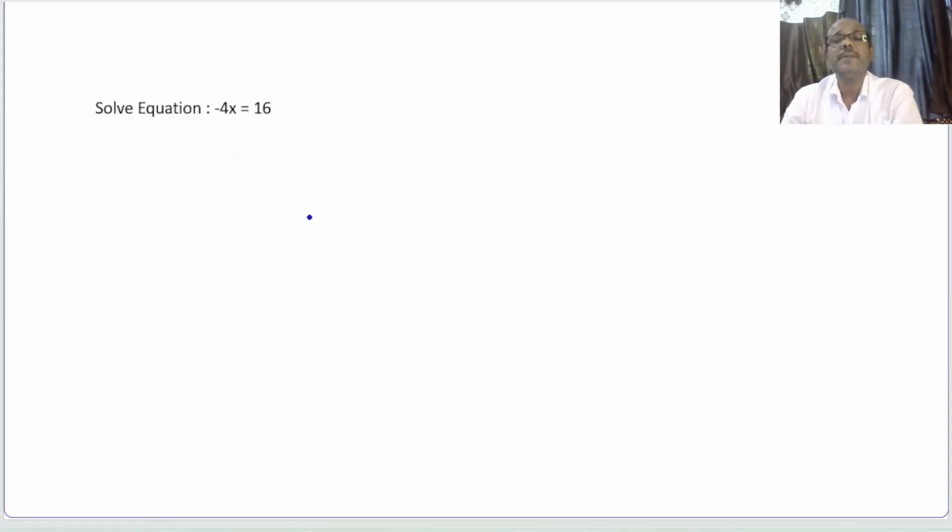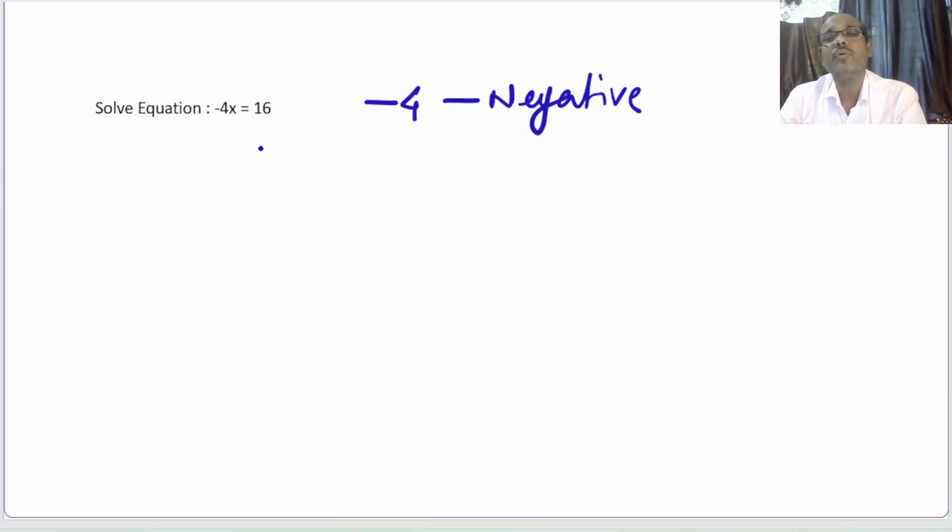Another example, here in this case the coefficient is negative. Here minus 4 is the coefficient, which is a negative number. Till now we learned division and multiplication by a positive number. Now we will learn how to divide by a negative number. So we will divide by minus 4. So minus 4x divided by minus 4.